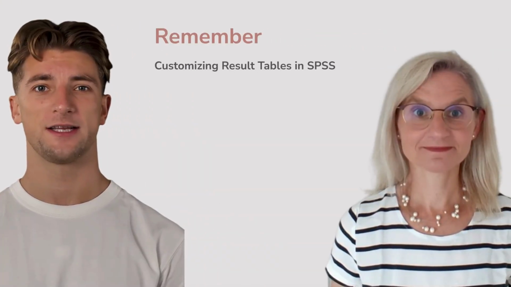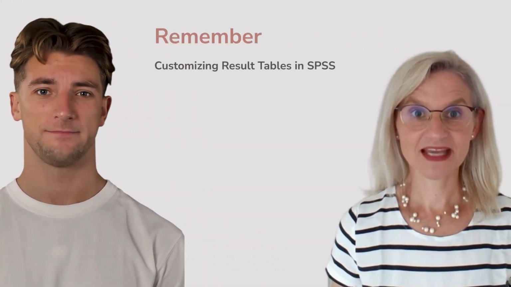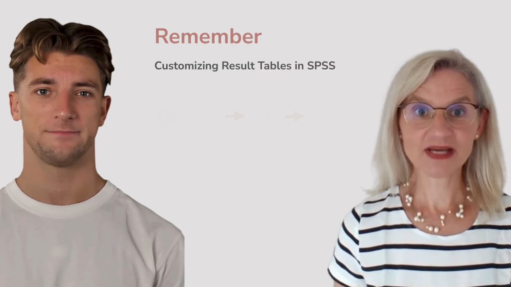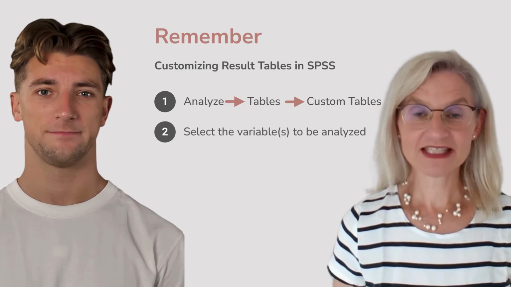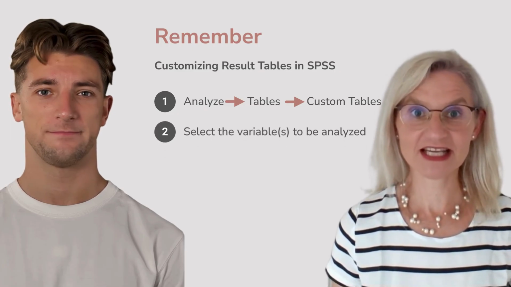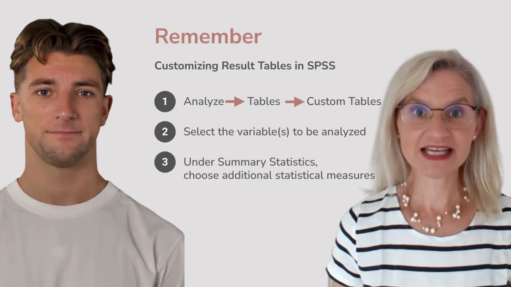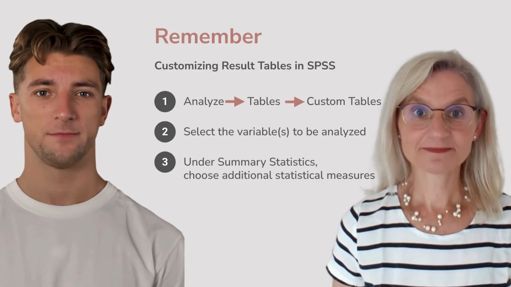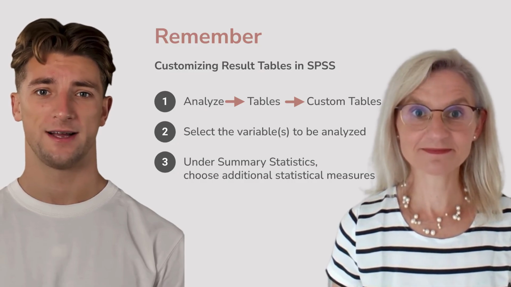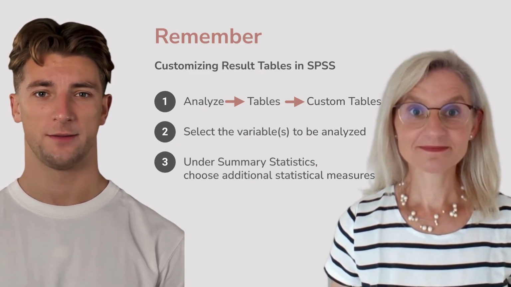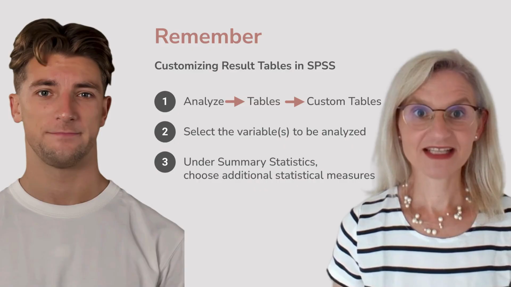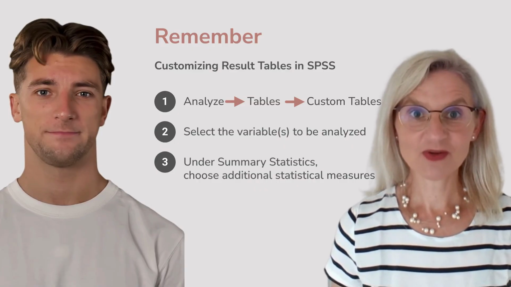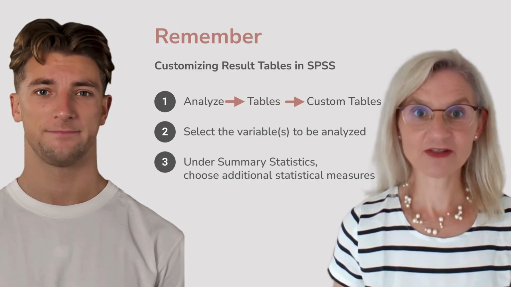So creating custom tables really isn't complicated. Exactly. Just remember in the menu, go to Analyze, then Tables, and choose Custom Tables. After that, select the variables you want to analyze, and under Summary Statistics, you can add any additional measures you need. Perfect, that really saves a lot of nerves, and it also prevents mistakes I'd make when copying tables into Word because it's all ready right away. That's the idea. With custom tables, your results come out just the way you need them. Now try it with your own dataset.